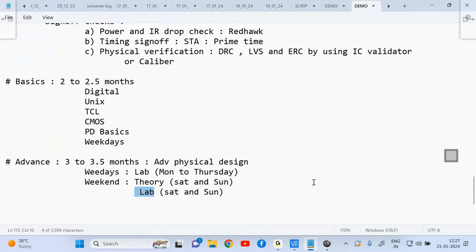So basics is around 2 to 3.5 months. Total course duration is 5 to 6 months. The timings, the admin will inform you, it will be in the morning only.